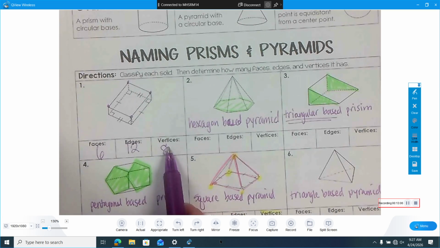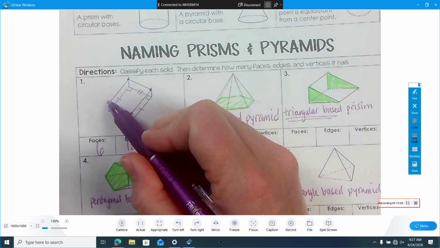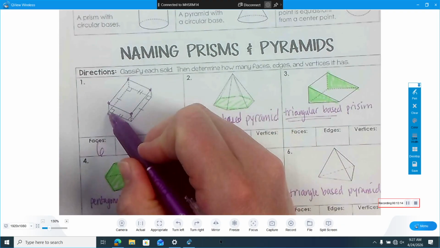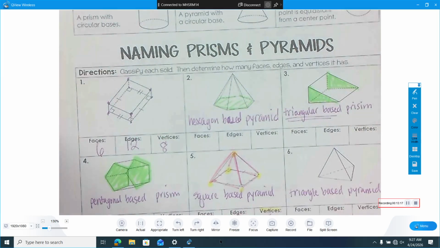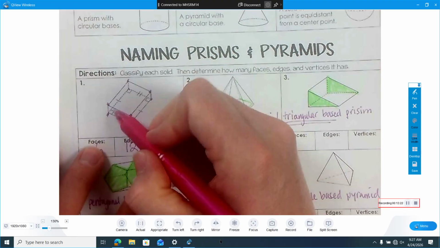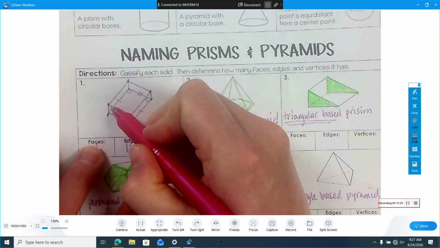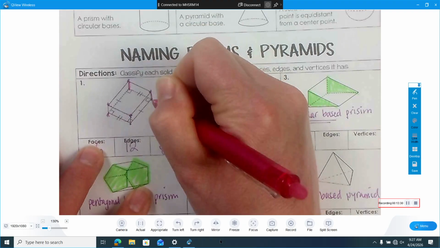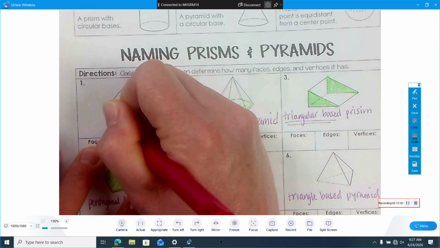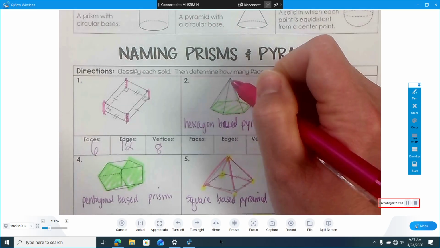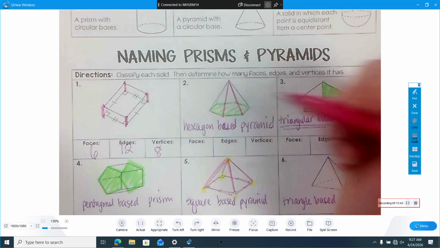The vertices? So there are 4 vertices, the 4 points on top where they come together, and then there would be 4 on bottom as well. So on the edges, we have like the 4 edges on the top, right? And then we have the 4 edges on the bottom. And then we have the little edges that connect the top to the bottom. For number 2, all of these lines would be edges as well. So there's 2 edges right there.